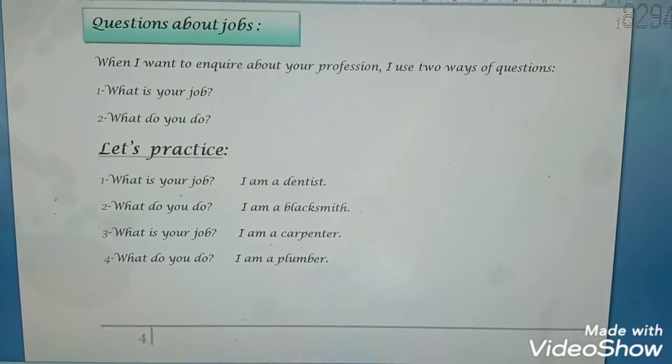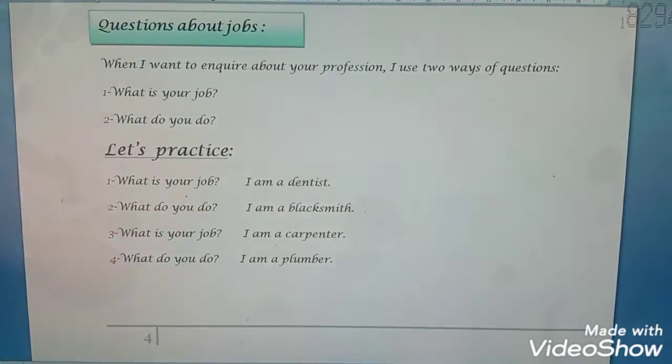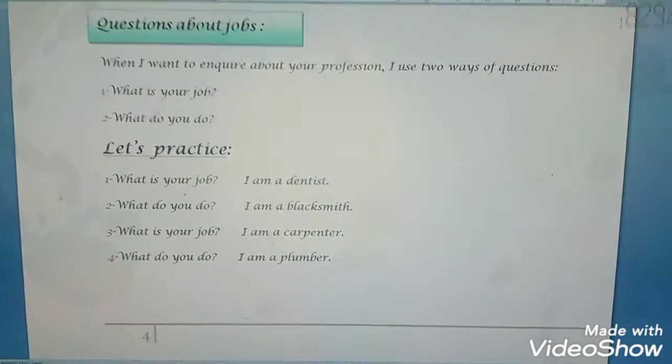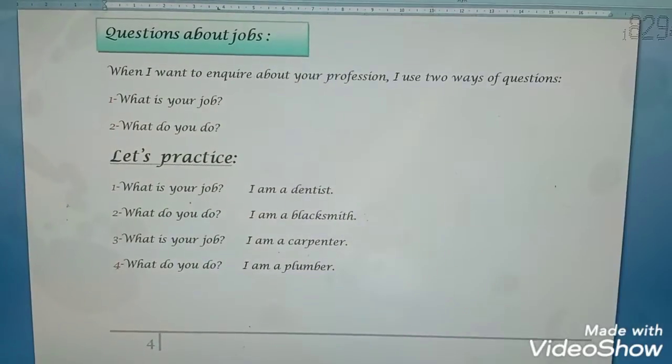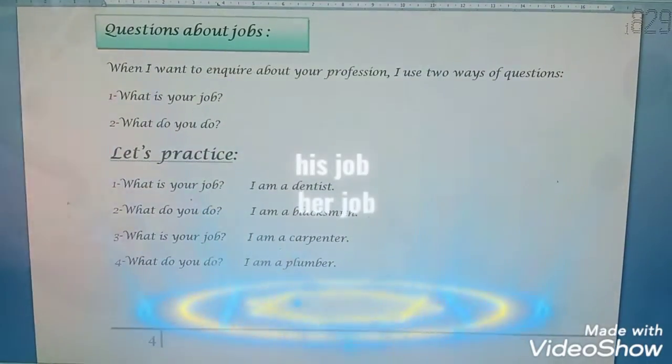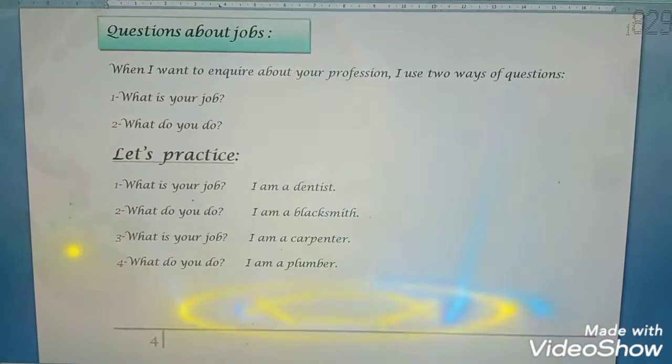So when I ask about job, I said, what is your job? We can say her job; we studied them before, the possessive adjectives: your job, his job, her job, our job, and their job.